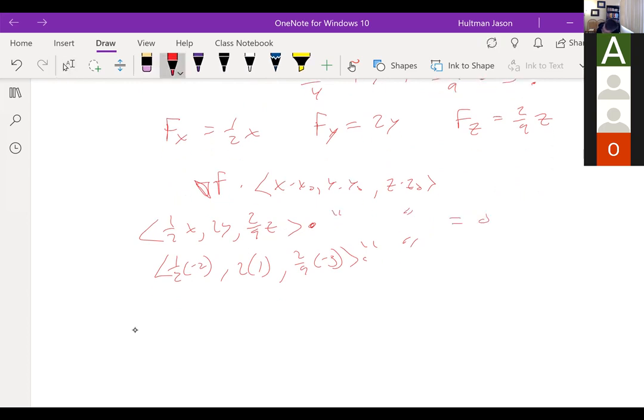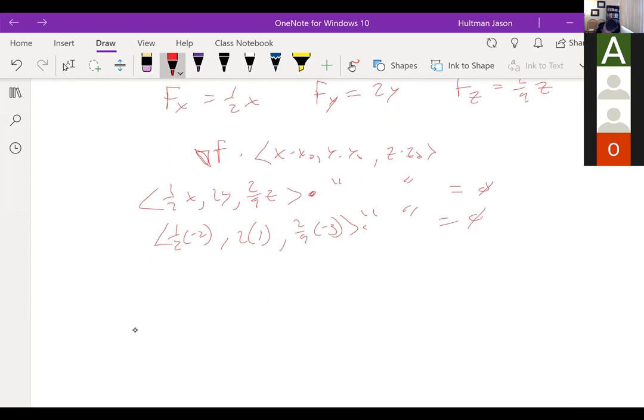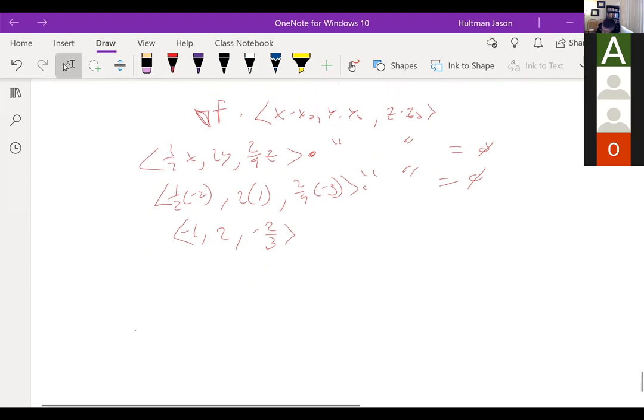Okay, and we're going to set that equal to 0. So this is -1. This is going to be 2, and this is going to be -2/3, right? Okay, so this is going to be dotted with x minus x naught.